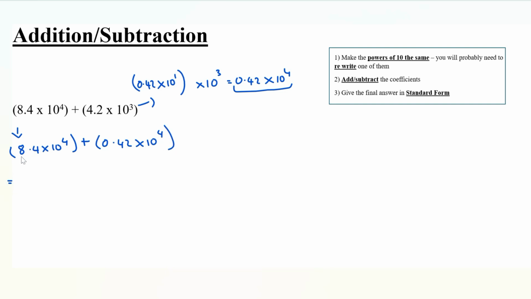Next, we're adding, so we just need to add the coefficients together. 8.4 plus 0.42 gives us 8.82. And this power of 10 will stay the same as 10 to the power of 4. Now A is within the range of 1 to 10, so that's fine. And that is now our final answer.